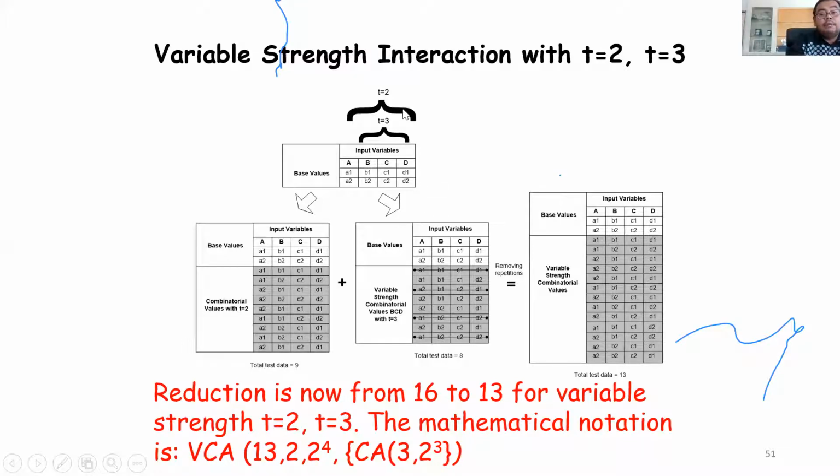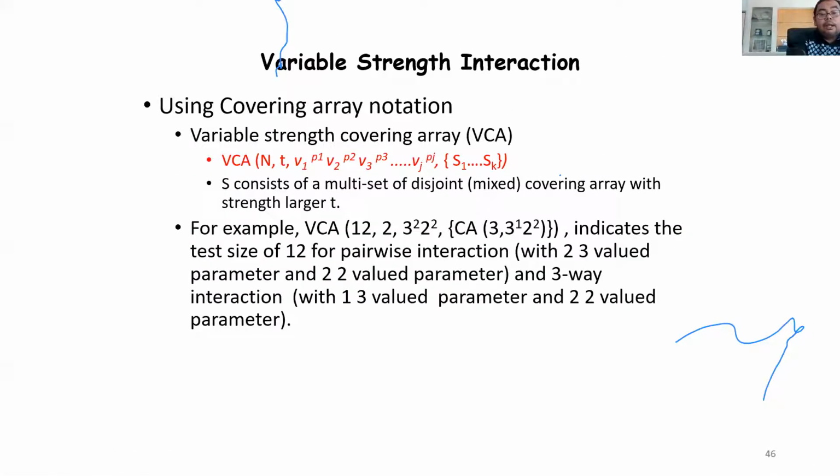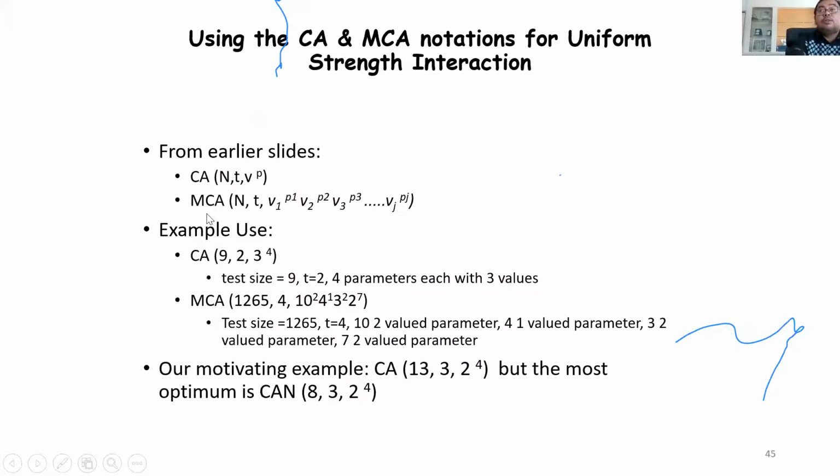So this is how you can express this in mathematical notation. If I go back here for variable strength, you call it VCA, meaning that you have this one 12, the final test suite size. t equal to 2 for 3 values, 2 parameters, 2 values, 2 parameters, and then you have t equal to 3 for 1 parameter, 3 values, and 2 parameters, 2 values. Okay, you can express this in terms of this notation.